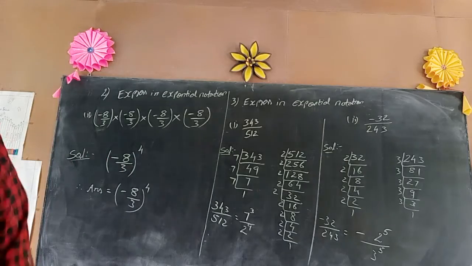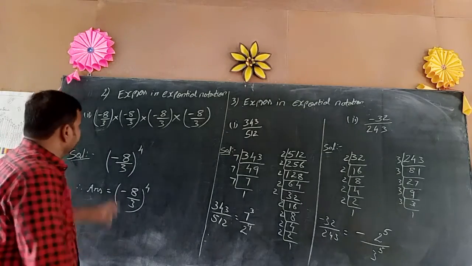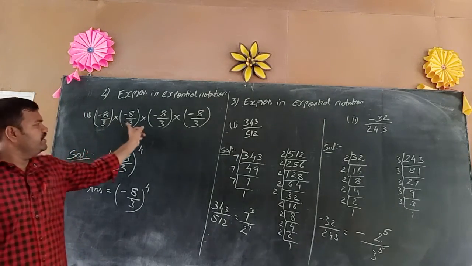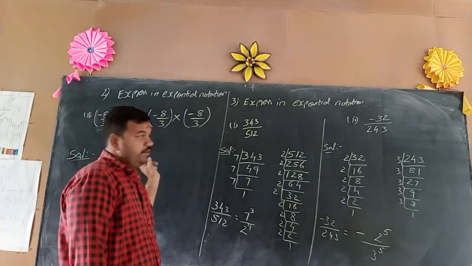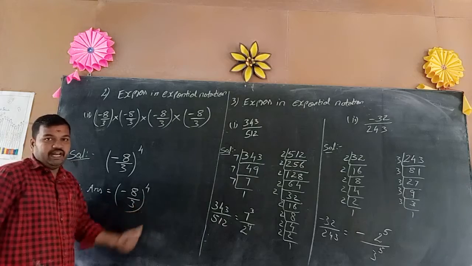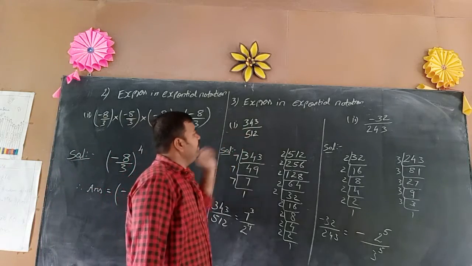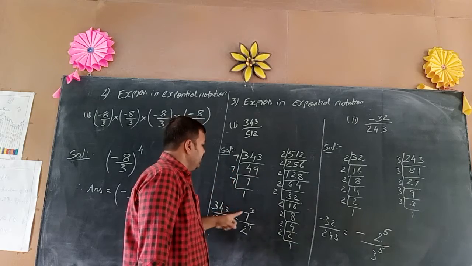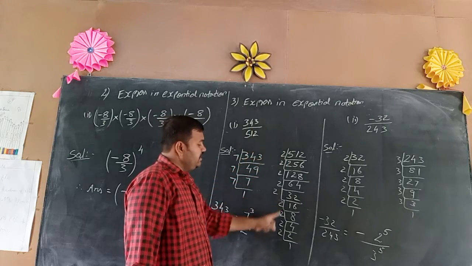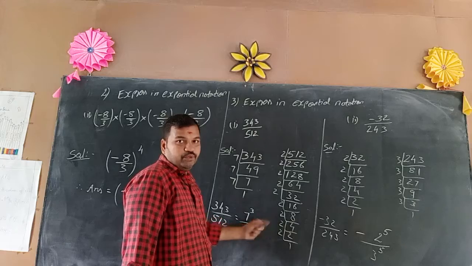Once again, see this sum here, everybody. Look at the board and see. This is possible to write with the same number. That's why, when the same number is repeated 4 times, we write 4. We wrote it as 4 here. In this one, 343 by 512, this 343 is changed as 7 power 3. 512 is changed like this: 2 came 9 times, so 2 power 9.